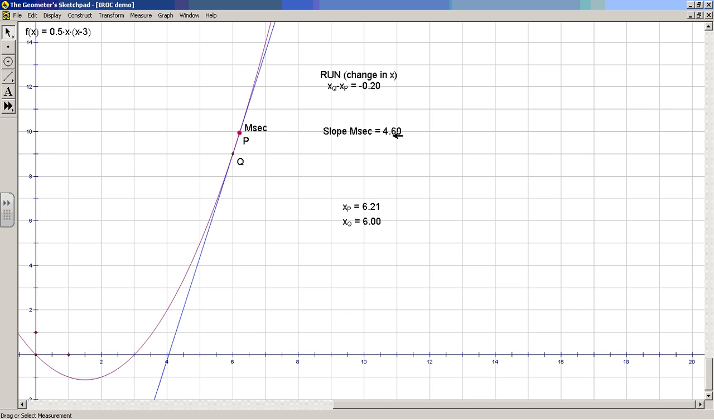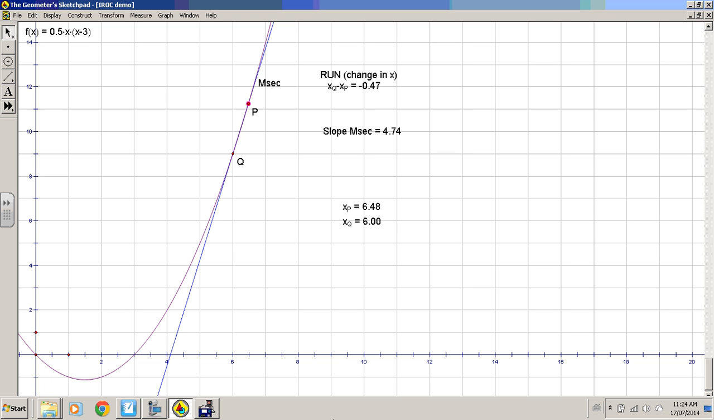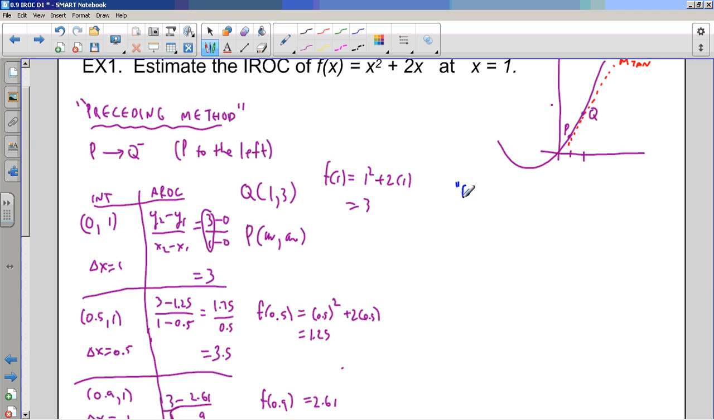And I get closer and closer to my slope of 4.5 as P gets closer and closer to Q from the right. It's like the interval is after Q. And that's the second technique. It's called a following method. This is the idea of P sneaking up on Q from the right.